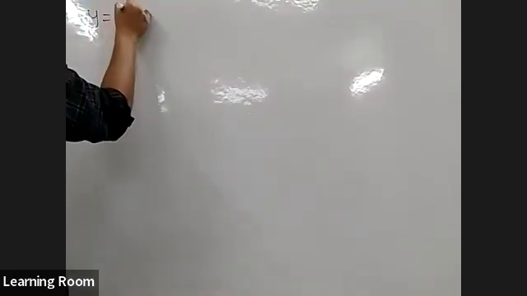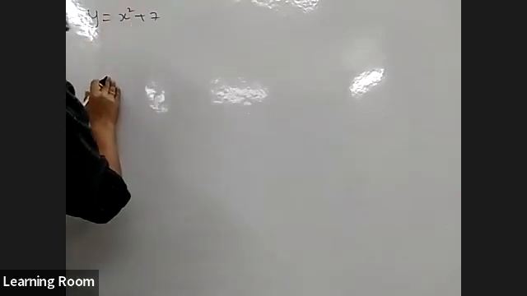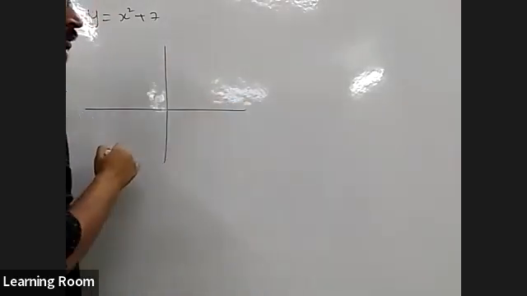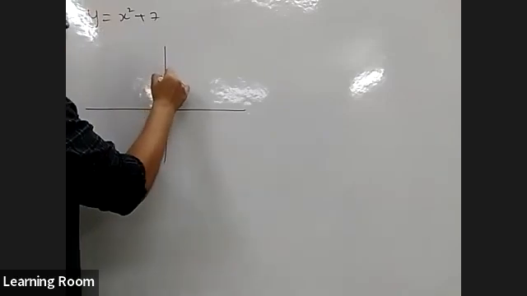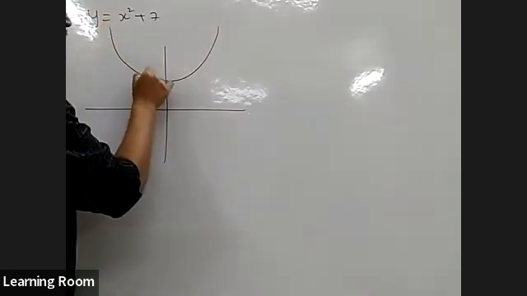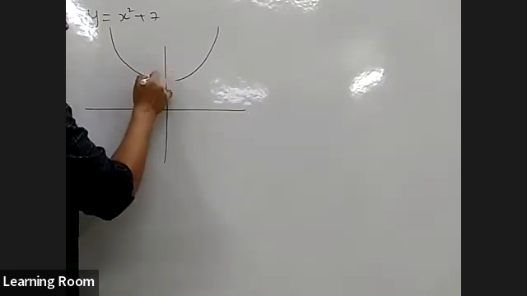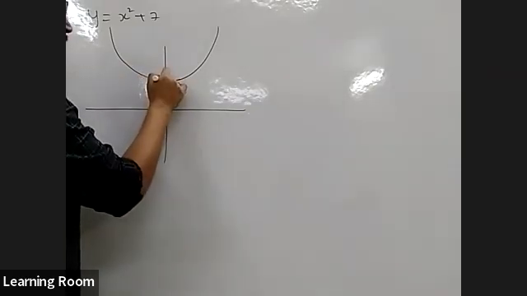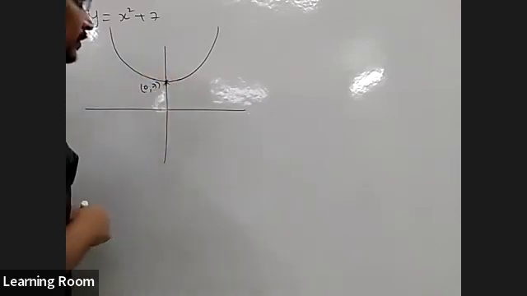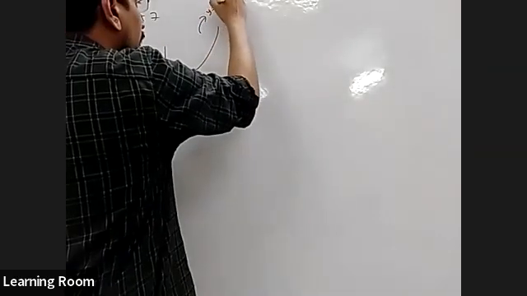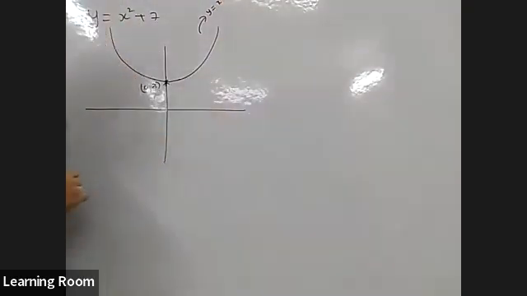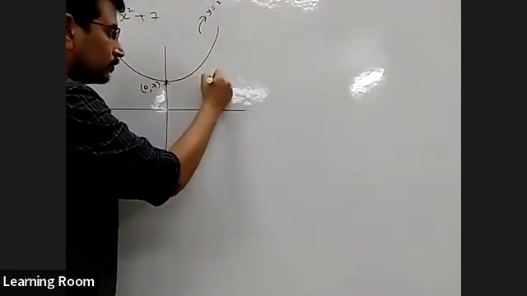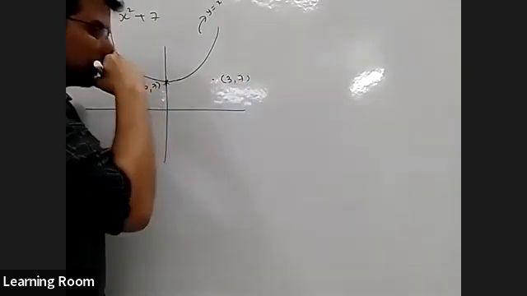y is equal to x square plus 7. A soldier is placed at 3, 7. y is equal to x square plus 7 is something like this. You know this, right? So this point is 0, 7. There's a soldier at point 3, 7, so 3, 7 should be somewhere over here.